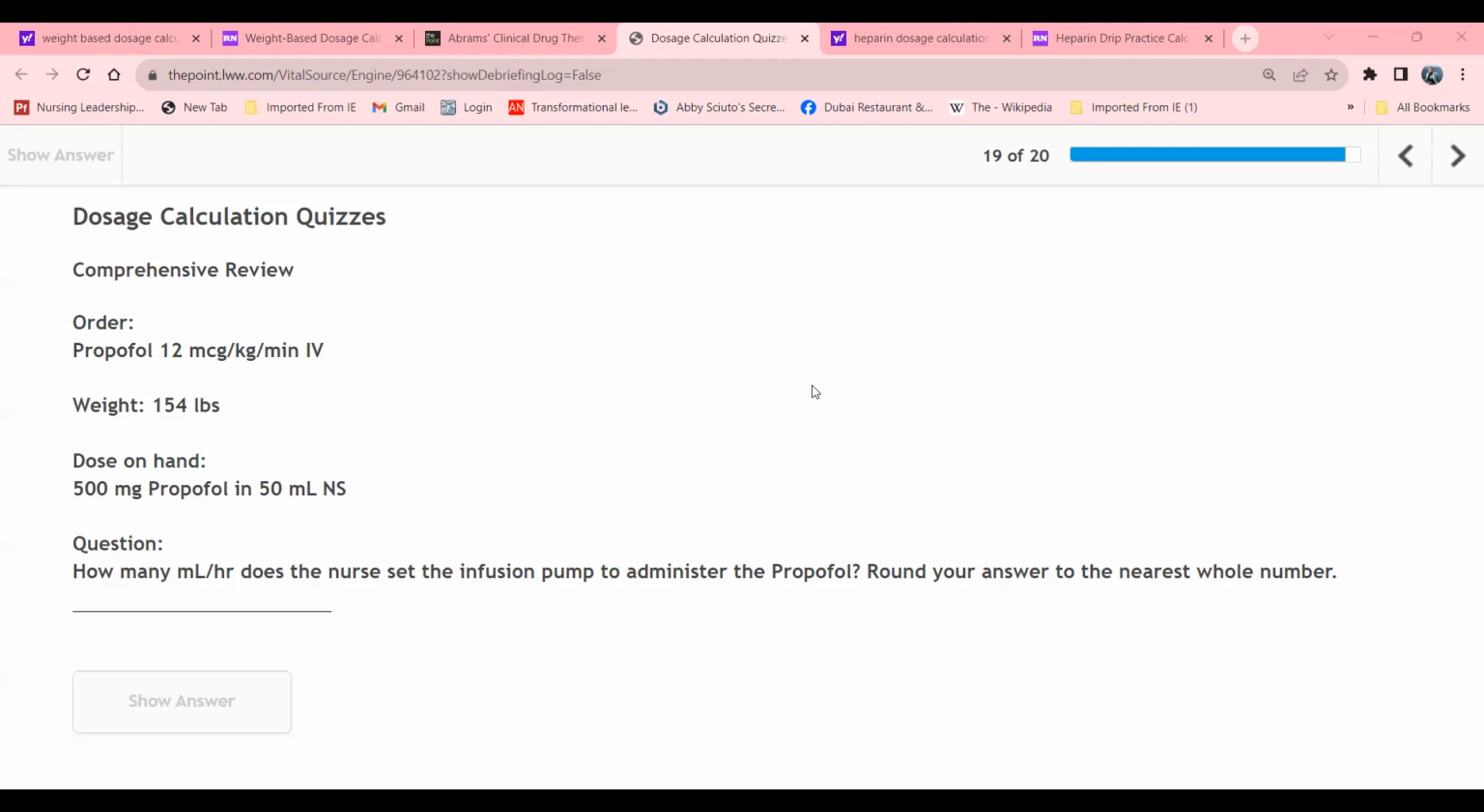Let's see if we can do this one. Again, remember this has different steps. Each one may have different steps. So what you just got to look at is, what do I have on hand? What is my conversion? Does my conversion match what it's asking me for? Everybody got all their numbers?